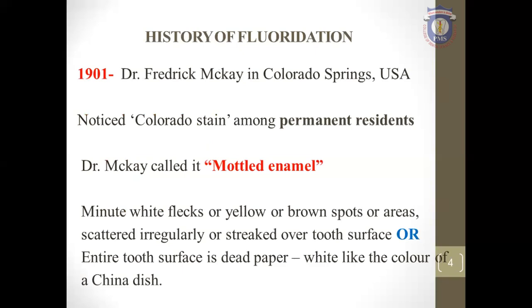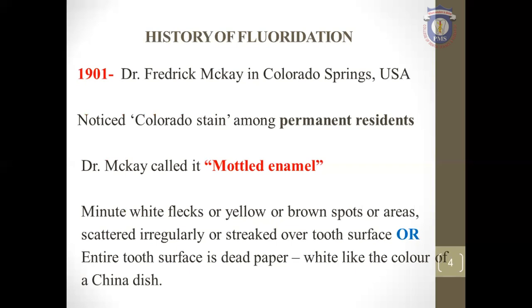The history of fluoridation: what is the significance of fluoride in human physiology? It starts from 1901, when Dr. Frederick McKay in Colorado Springs, USA, noticed that among the permanent residents of the Colorado Springs area, people were having stains which were called Colorado stains, and McKay called it mottled enamel.